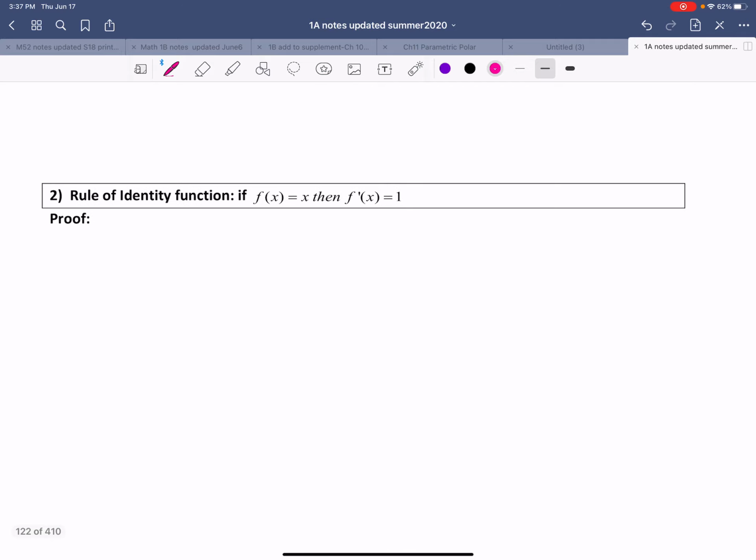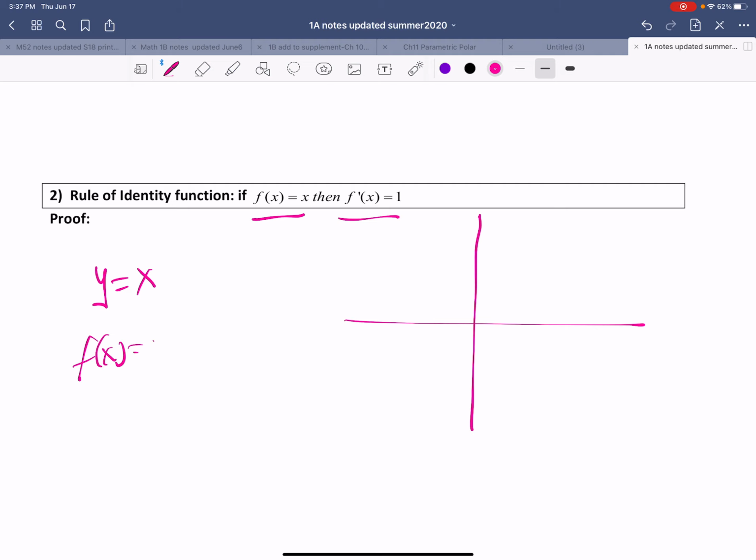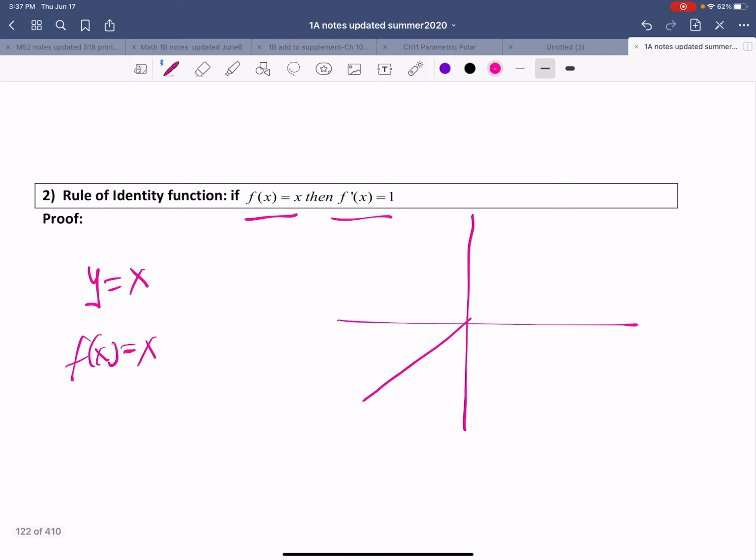The second rule is for f of x equals x, the derivative is equal to 1. If you have a line y equals x, that line has a slope of 1: you start from 0 and go up 1 over 1. And you do that at every single point on this graph. So the slope here is going to be 1. The derivative of y equals x is 1.